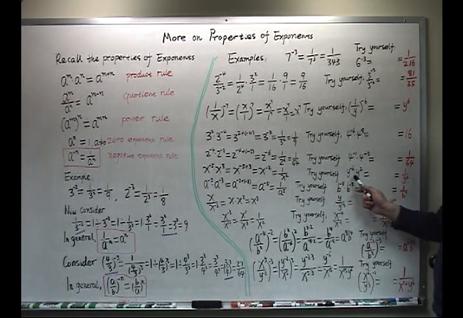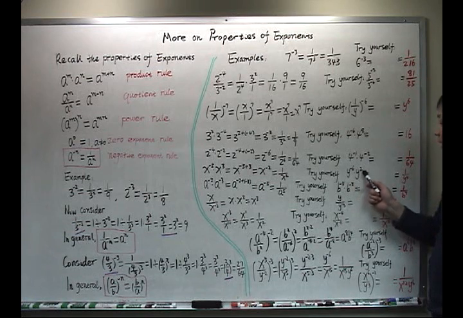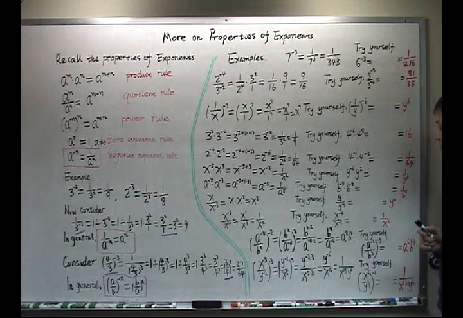Okay? This one is y to the negative 6 times y squared. That's actually y to the negative 4th. Because negative 6 plus 2 is negative 4. And then the final answer will be 1 over y to the 4th.